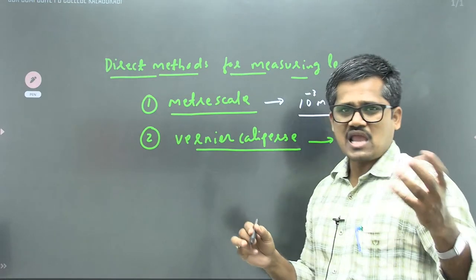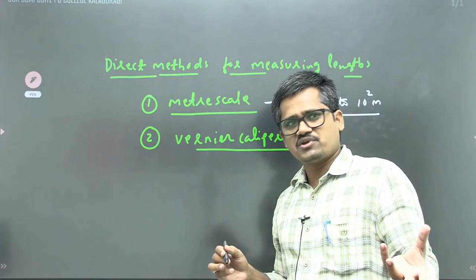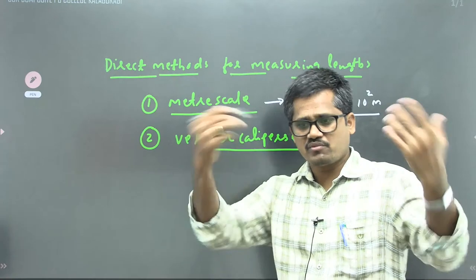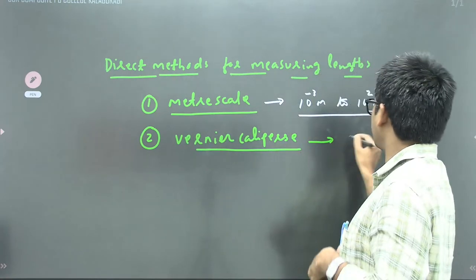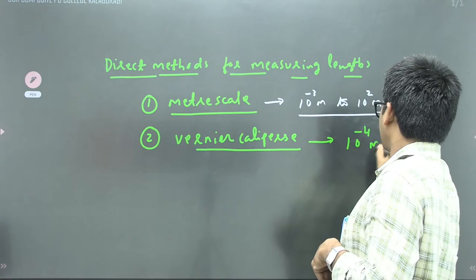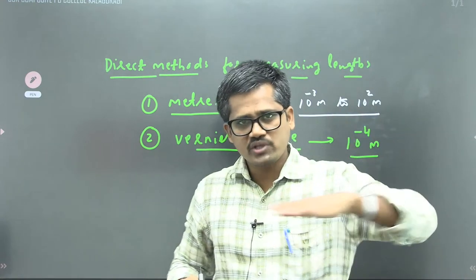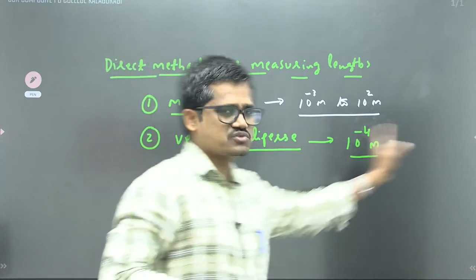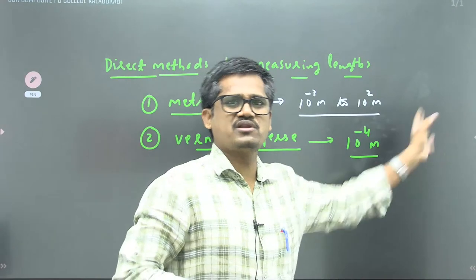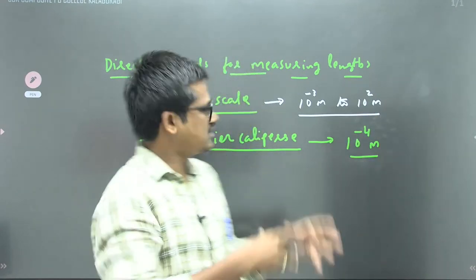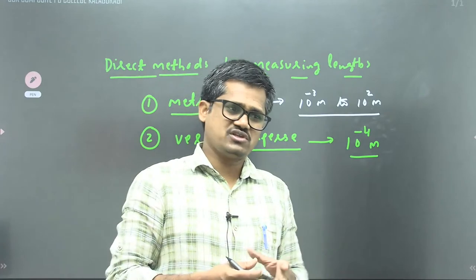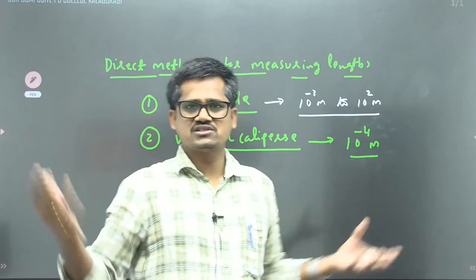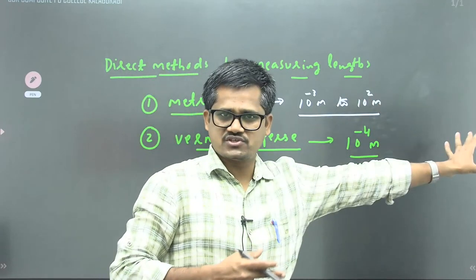Depending on the lab, the vernier calipers we use in the lab and the ones used in industries have a bigger range that will differ. But the lowest value it can measure is 10 to the power minus 4 meter. The biggest range may be 1 millimeter, 2 millimeter; it depends on the capacity of the vernier calipers. In the student's physics lab, in industries and in scientific labs, the maximum range differs. That I'm not going to take.